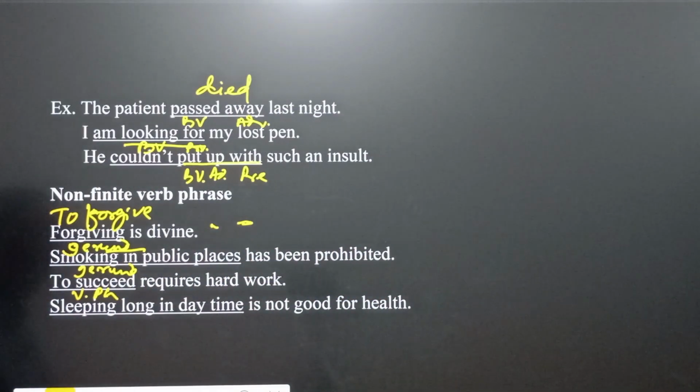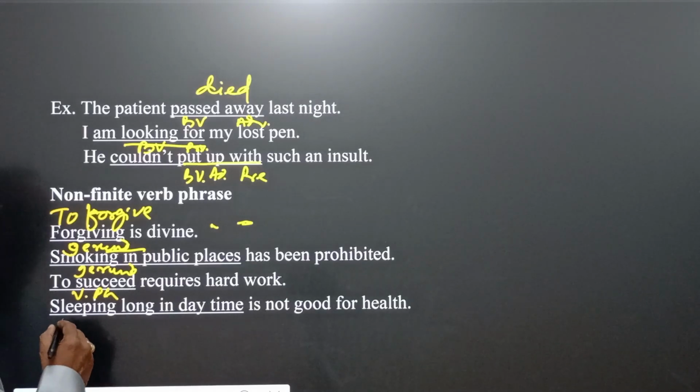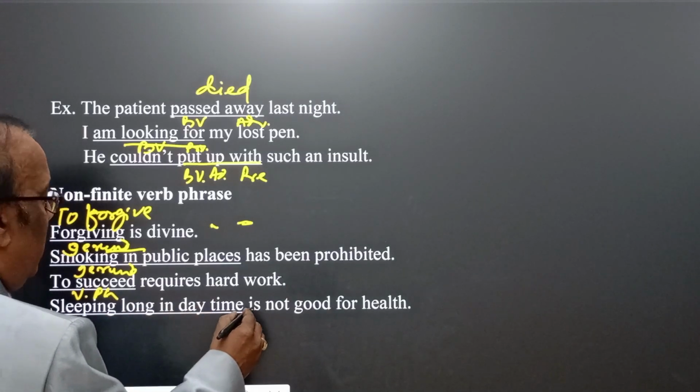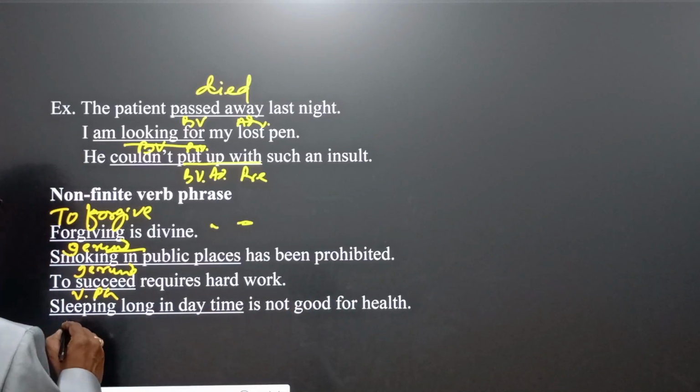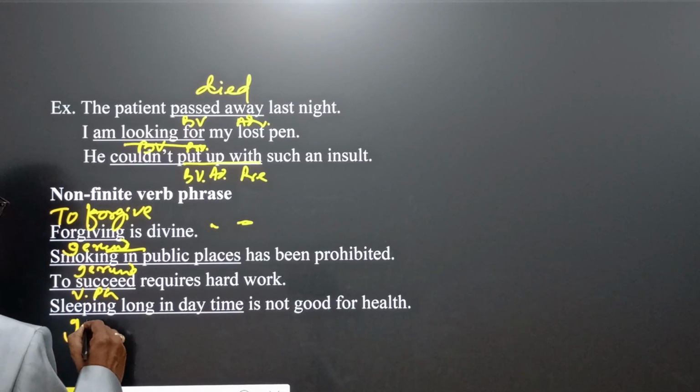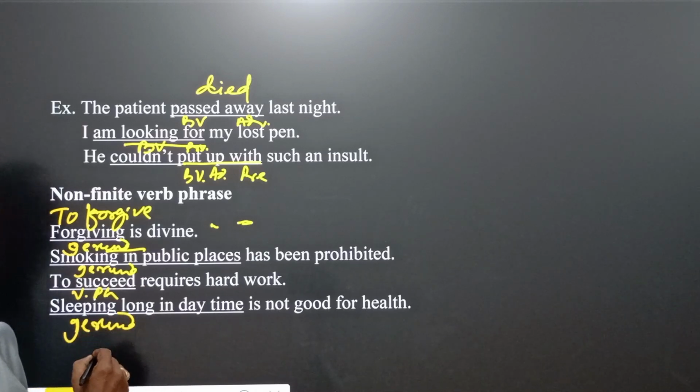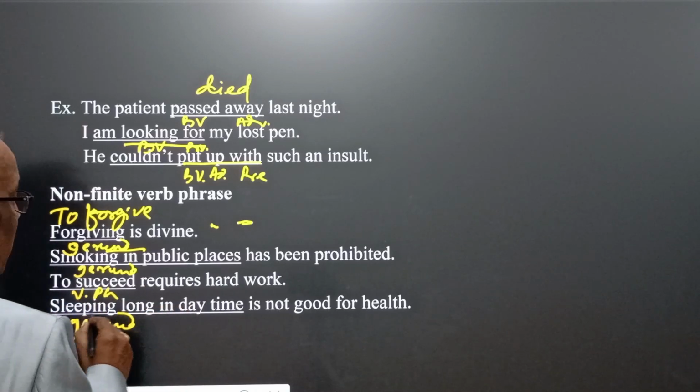Again, sleeping long in daytime. Here we find also, sleeping long in daytime is not good for health. Sleeping is also a gerund. Again, it is a verbal noun. Sleeping long in daytime, it is a phrase.